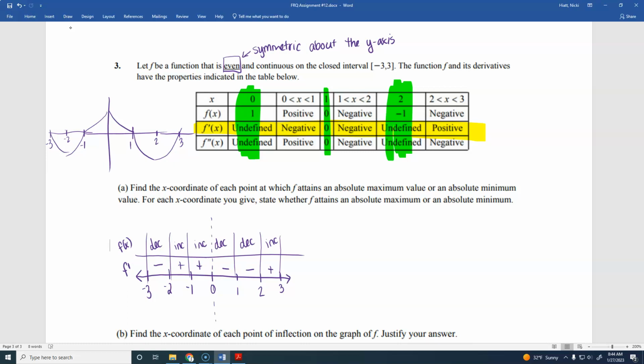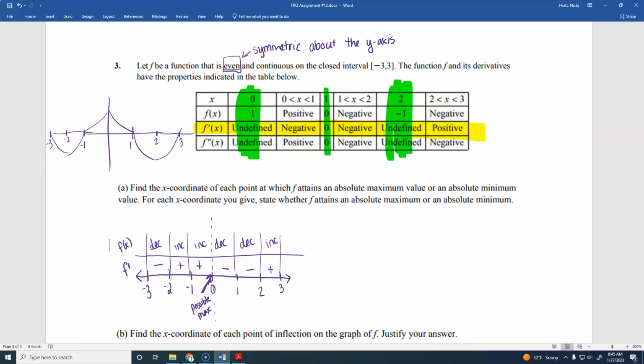So where could we have a maximum? Maximums happen where we switch from positive to negative on our derivative, which happens right here, at 0. This is a possible maximum. Do we have anywhere else we switch from positive to negative?